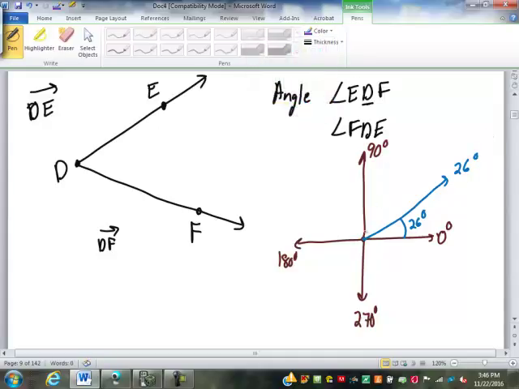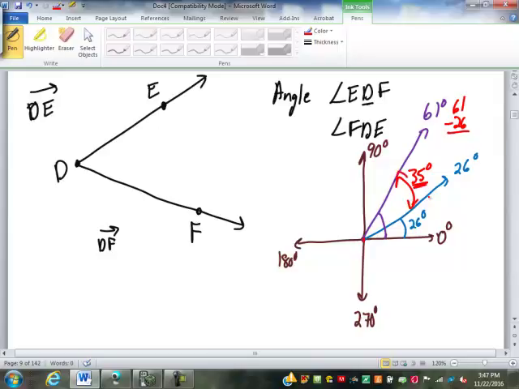Then you'd have another ray. Again, the vertex or starting point has to be at the center of the grid. It comes off at a different angle. Let's say that angle from here up to there is 61 degrees. So that's a 61-degree ray. The angle formed by those two rays is the difference in their direction. 61 minus 26 is 35 degrees. So that angle is a 35-degree angle in between them.